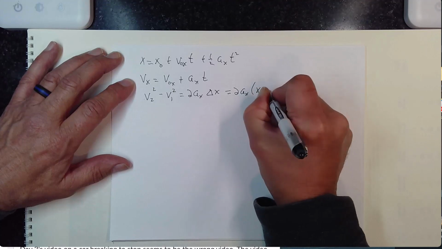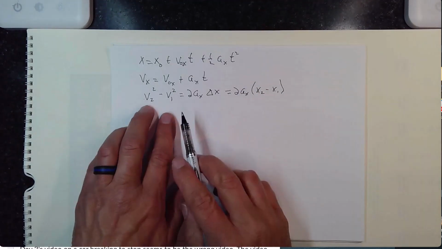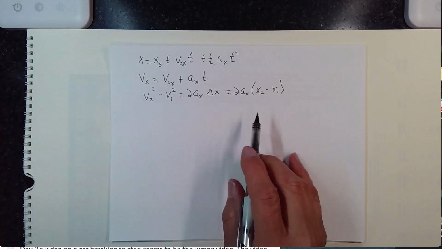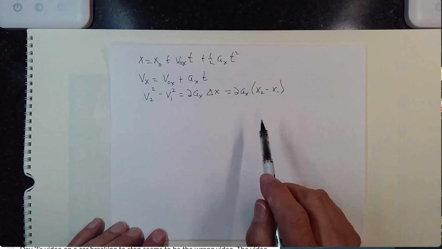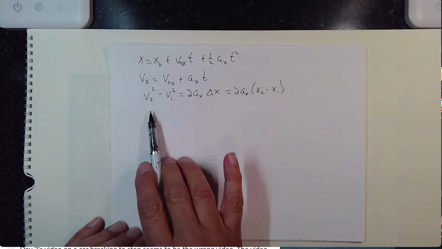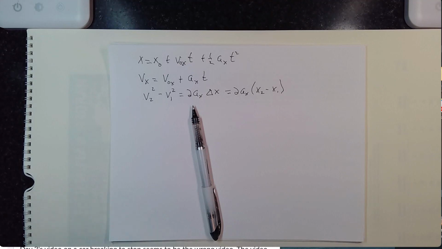x2 minus x1. And so now we've gotten rid of the v naught down here at time zero. We could pick any time interval we wanted to, or any distance interval that we wanted to. And these are the three constant acceleration equations. Now let's add vertical motion to this.